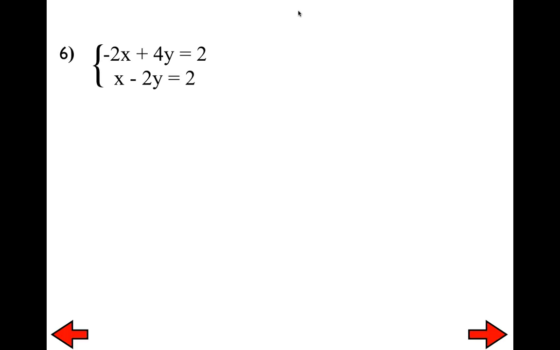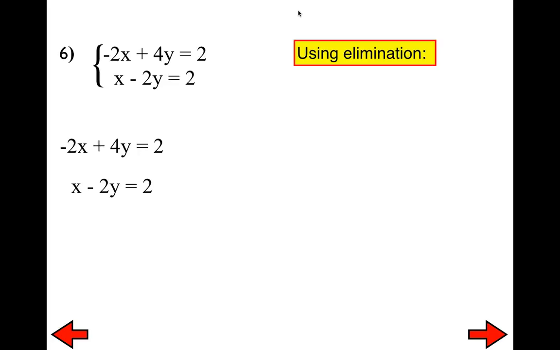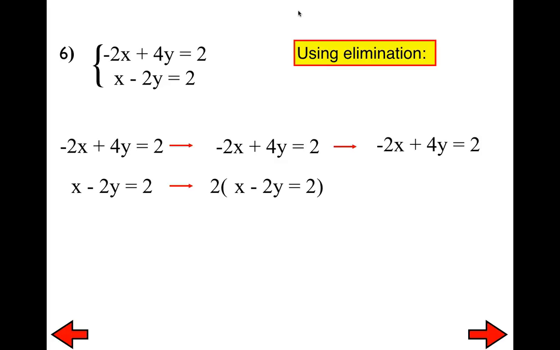Okay, so let's check out number 6. Number 6 here, I'm going to actually show you both ways because some students may think elimination is easier and some students may think substitution is easier. So I'm going to go ahead and show you both. In this case, if I used elimination, all I would have to do is go ahead and change the second equation by multiplying it by a 2. Okay, and by doing that, I would end up with the first one staying exactly the same, but the second one would change to 2x minus 4y equals 4.